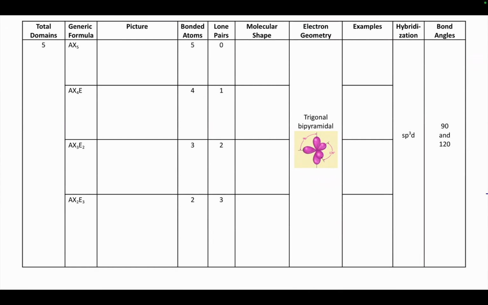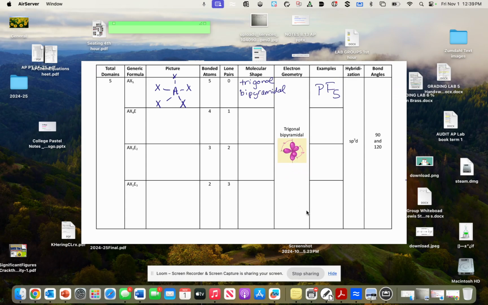The first example is going to be all bonds. And our angles here are going to be some 90-degree angles and some 120-degree angles. And this one is going to be called trigonal bipyramidal. An example would be PF5. This is hybridization of sp3d.